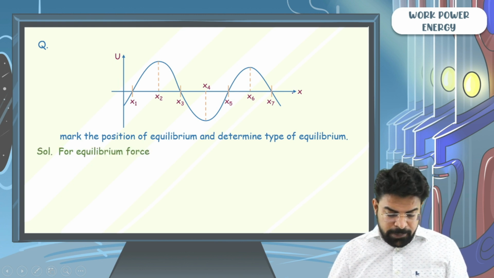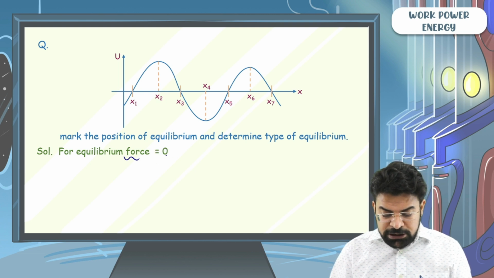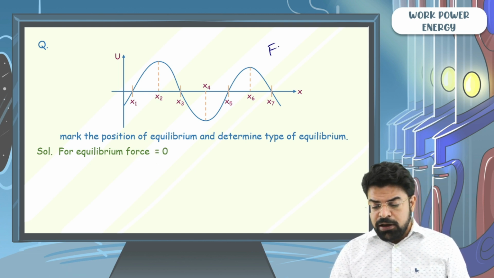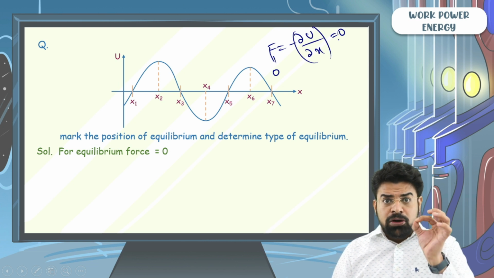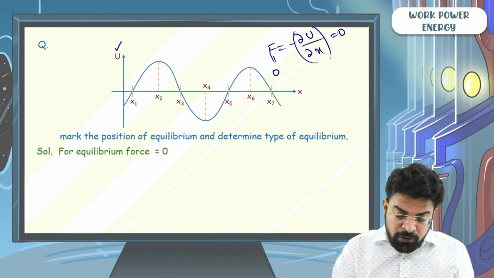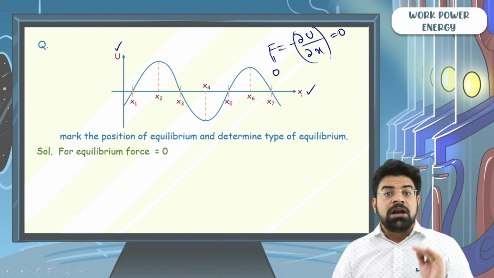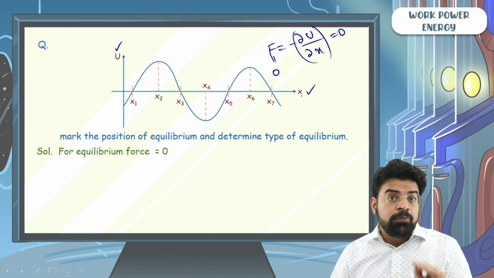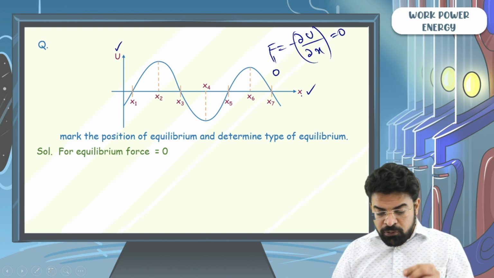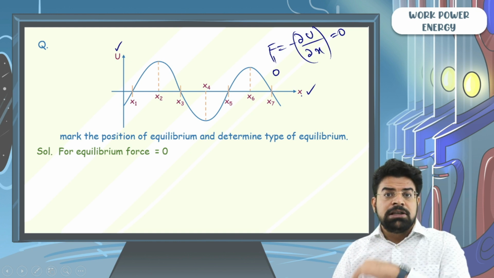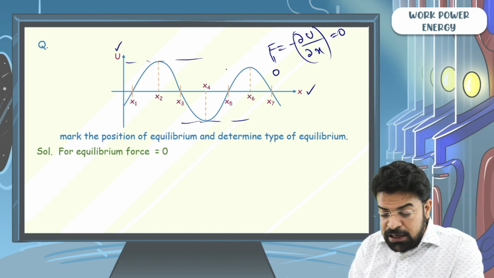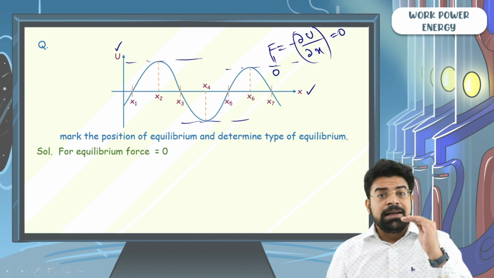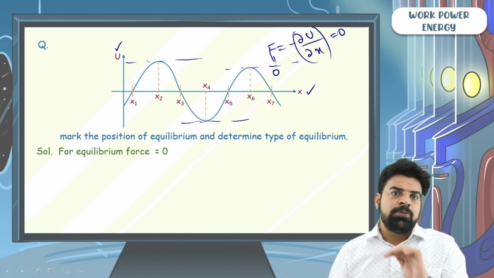You will say, for equilibrium, the force has to be 0. And from F equals minus del u by del x, if the force has to be 0, it means that del u by del x has to be 0. It means that the slope of the potential-position graph has to be 0. Where on this curve is the slope 0? So, sir, at x equals x1, at x equals x4, and at x equals x6. If you draw a tangent at these 3 points, then for these 3 points, the slope is 0.